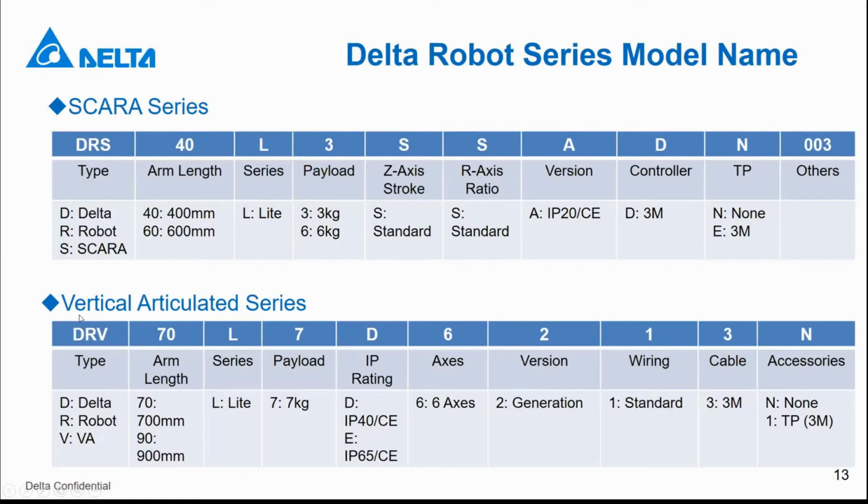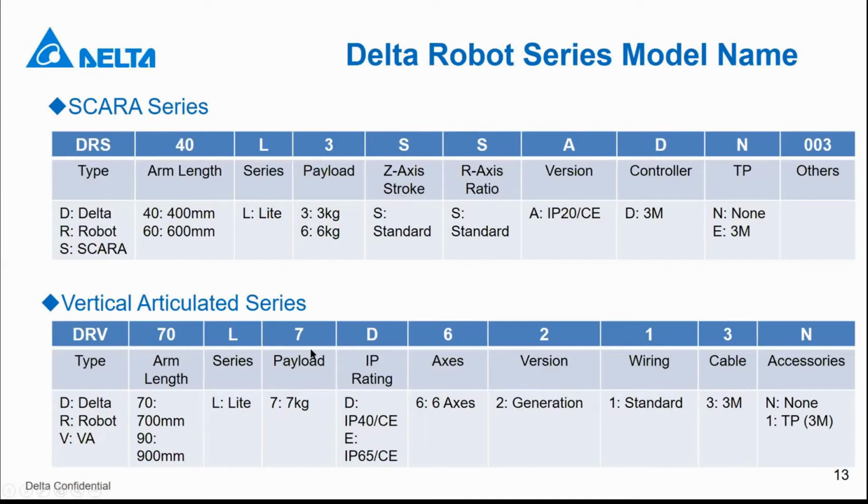Okay, so let's start. The next will be the VA, vertical articulated series. The same, the start will be DRV, that means Delta Robot VA. And then next, the same, will be arm length. So for now, we have 70 and 90, meaning 700 and 900 millimeter. And the next is also a series. Now we only have the light series, but in the future we will release more different series, like integrating the drive into the arm. Okay, and next is payload.